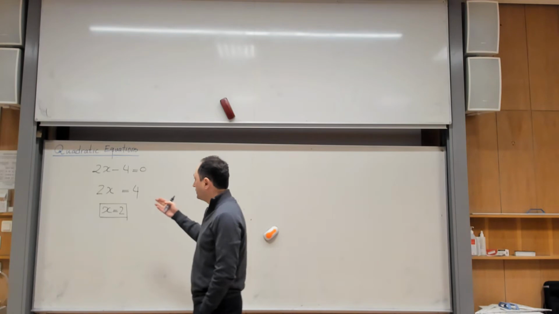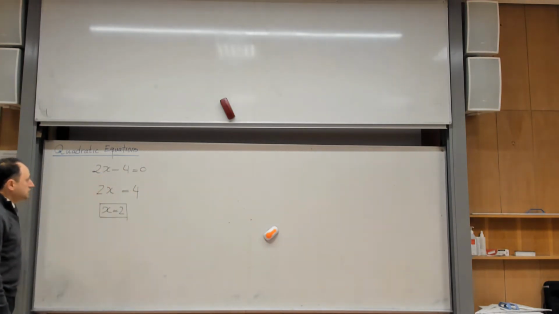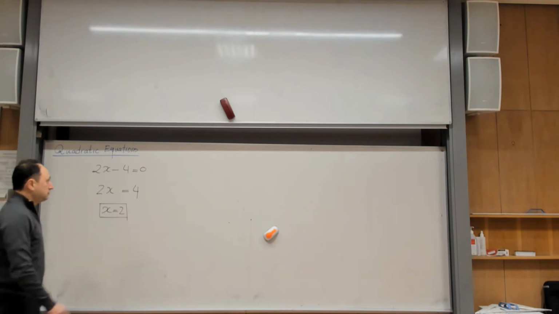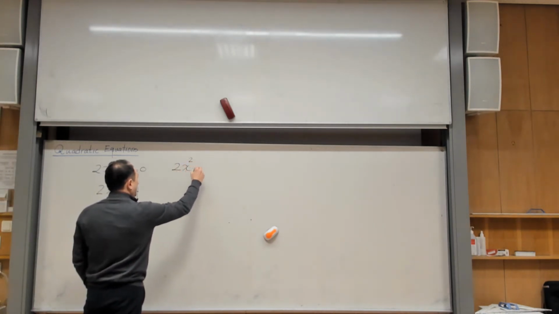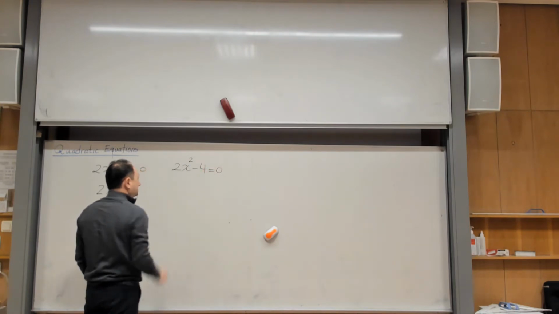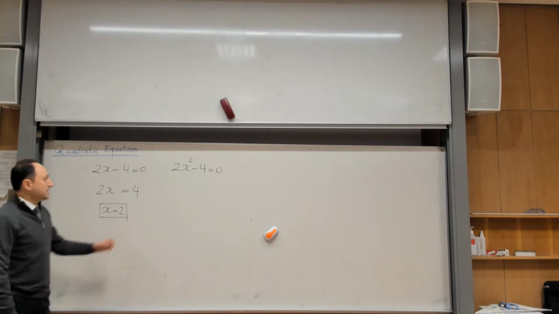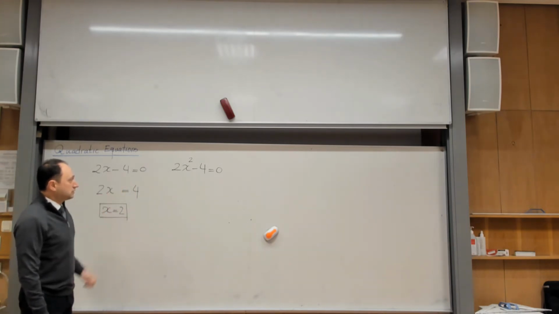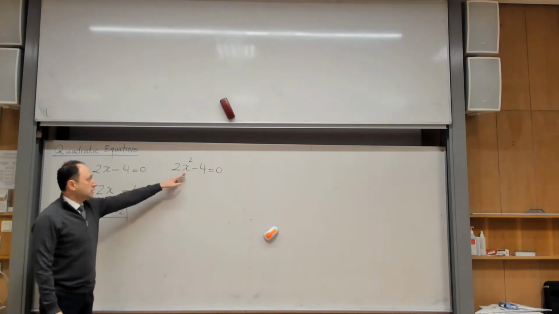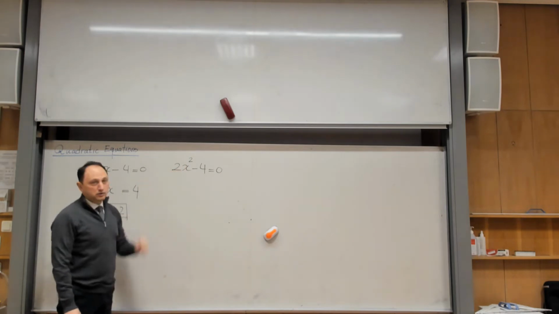But having x alone on one side and the rest on the other side is only for first degree equations. From now on, if we increase the degree, usually this does not work. First of all, for example, if I write 2x squared minus 4 equals 0, that is a second degree analog of this equation. Yes, this is a quadratic equation because the unknown gets power 2.